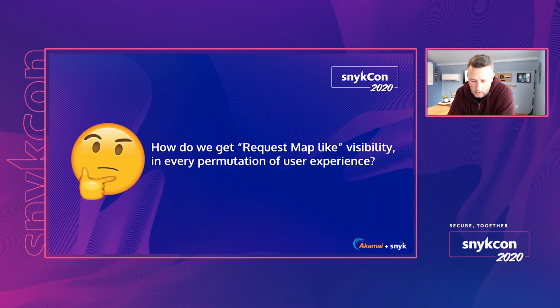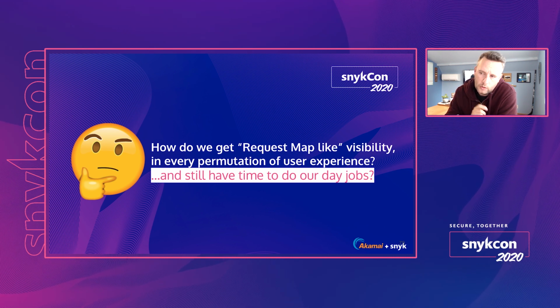So this comes back to just what are we trying to do? How do we make this big attack surface something that's manageable? Turning all these things off is not an option. So day in, day out, how do we get to request map-like visibility in every permutation of the user experience that's out there? Well, oh, and by the way, you still have to do everything else.